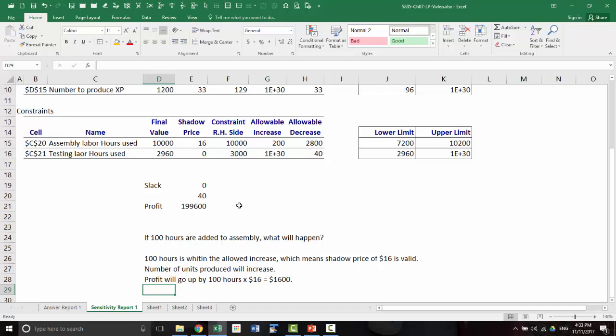And one more thing that you need to be familiar with: the shadow price is also called dual price. Some people call it dual price. Your textbook uses that terminology, dual price. So dual price and shadow price are the same thing.